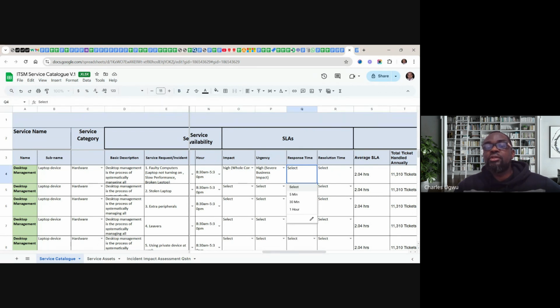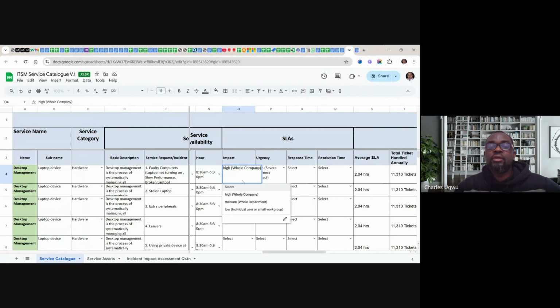So here you see response time within 5 minutes, within 30 minutes, within 1 hour. Then you see resolution time within 1 hour, 2 hours, 3 hours. And then the urgency. When we talk about urgency, we talk about high when it's severe business impact. We have medium, we have low.